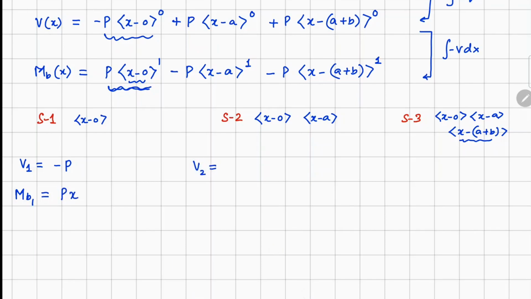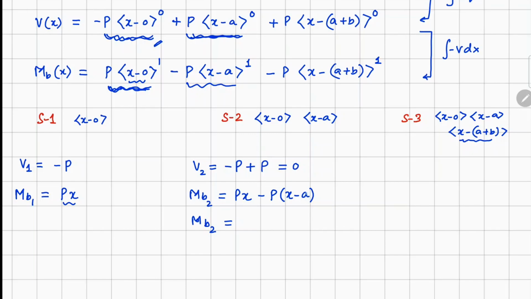In segment 2, V2, we now have the first function and the second function also, but since we have already calculated the first one, we can take it from V1, so that is minus P, and then add the second part, which is P times x minus a to the power 0, which gives us P. So these two put together give you 0. In M_b2 we have the first function, the value is Px from here, and we add the second function, which is minus P times x minus a to the power 1. If you simplify this, Px and Px cancel out, so you get Pa.